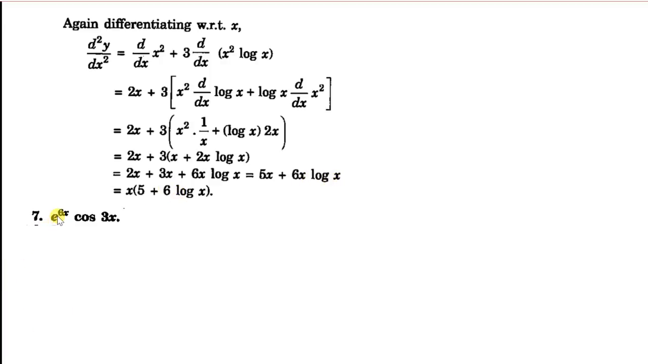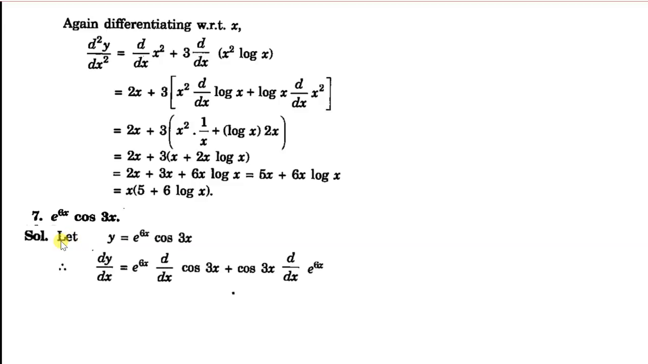Next one is e to the power 6x into cos 3x. So it is again a product of two functions. So we will use the product rule. So y equal to e to the power 6x cos 3x. So first function e to the power 6x multiplied by derivative of second function, that is cos 3x, plus cos 3x multiplied by derivative of e to the power 6x. Now for the derivative of cos 3x we will first differentiate it. So we get minus sin 3x multiplied by the derivative of 3x using chain rule.